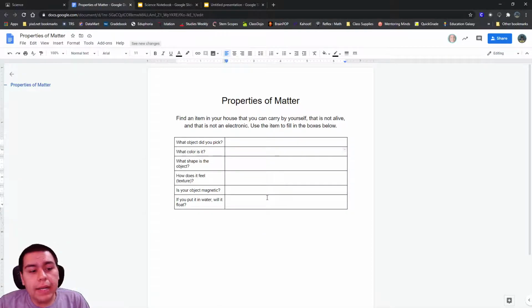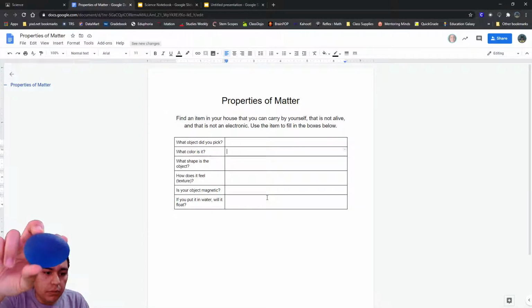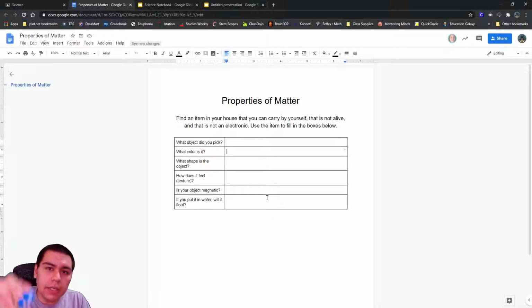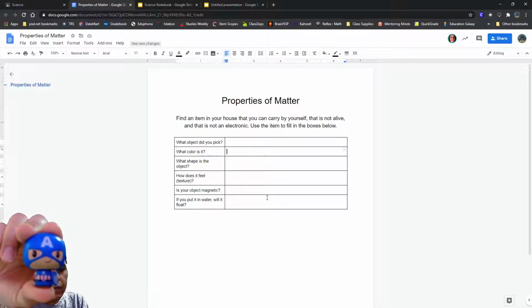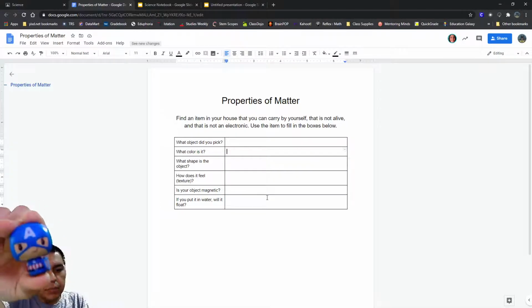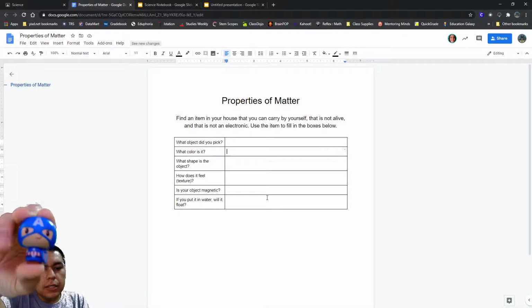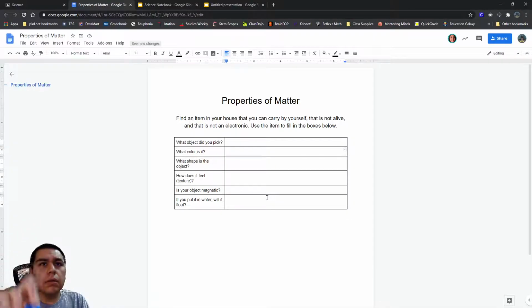Some of you might have an item that has more than one color. Mine is just blue. If I had picked this, I might have a couple of colors to put down. Because it's got blue, it's got white, got a little bit of tan here, it's got red. There's a few colors on there. So if you have more than one color, go ahead and just write down all the colors you can see on that object.